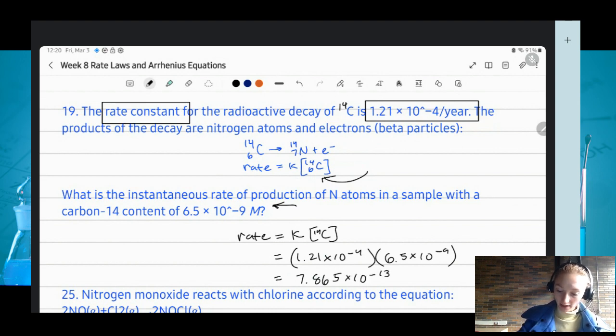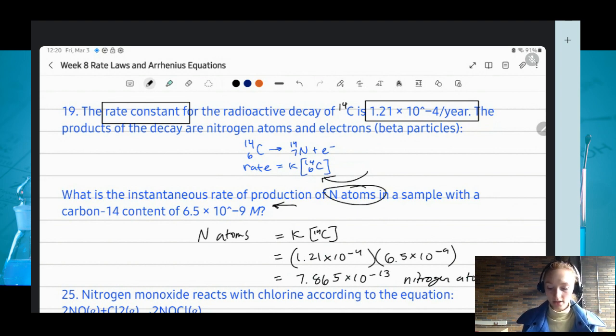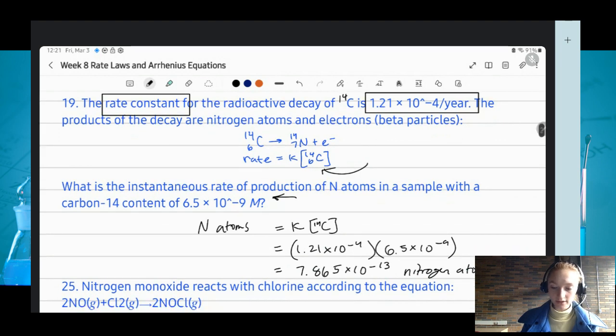It actually, I made a mistake here. So it's not rate, it's actually nitrogen atoms. Because the problem was asking what is the instantaneous rate of production of nitrogen atoms. So it's actually the amount of atoms that is produced from this rate of production. Okay, let's move on to the next problem. Let me know if you have any questions, as always. I'll leave up that last part there if you want us to look at that.